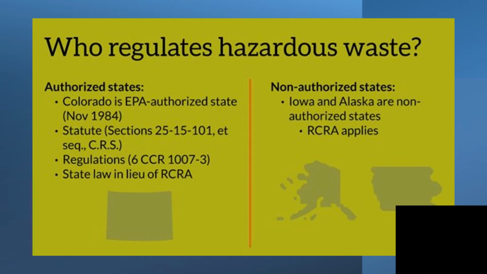Further regulations are under state laws. There are some states that are authorized, as well as some states that are non-authorized. Previously, before coming back to school, I was working in Arizona, who had a specific law that they could not be more or less stringent than the EPA. Some EPA authorized states, like California and Colorado, are able to set their own statutes and regulations to further protect human health and the environment.